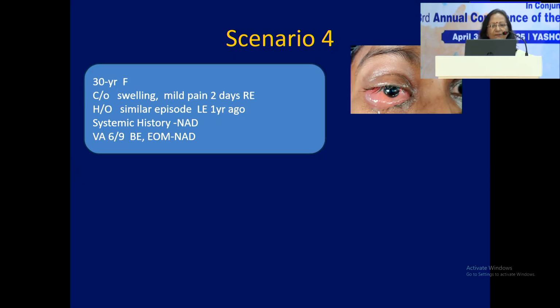Scenario 5 is a 30-year-old female. She came with swelling and mild pain for 2 days in the right eye. In another unit, they started treatment as a case of orbital cellulitis. But there was not much pain, only mild pain. There was no systemic history. But she told that she had a similar attack 1 year back. Visual acuity and extraocular muscles were normal.